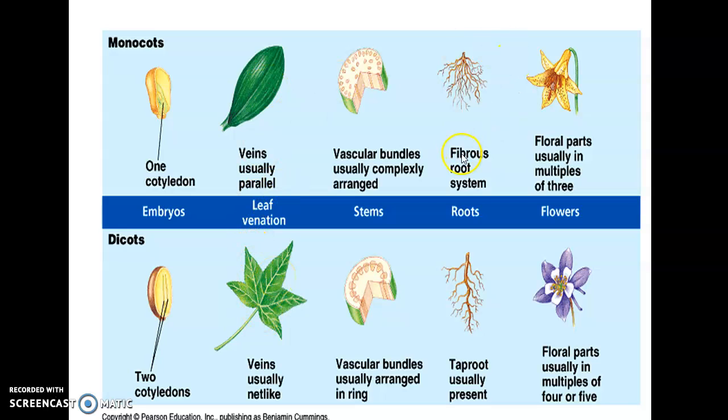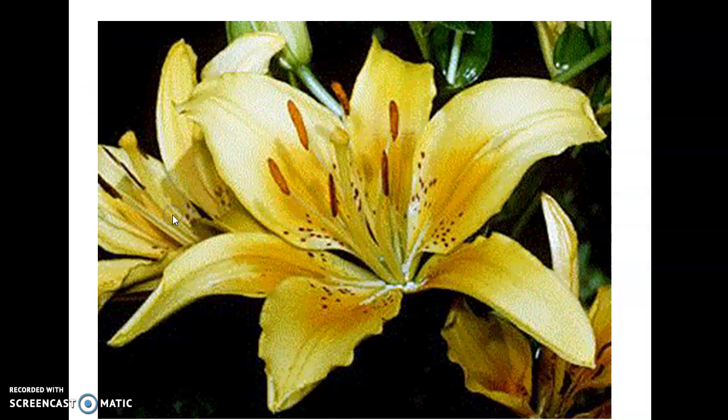And what about the root system? Yes, in monocotyledonous plants there is a fibrous root system, but here a taproot system. And anatomy and all we will discuss in the next chapter. Okay, students. So we can divide angiosperms into two categories, monocotyledons and dicotyledons.